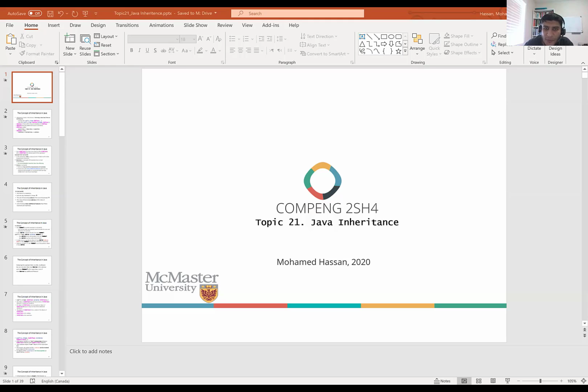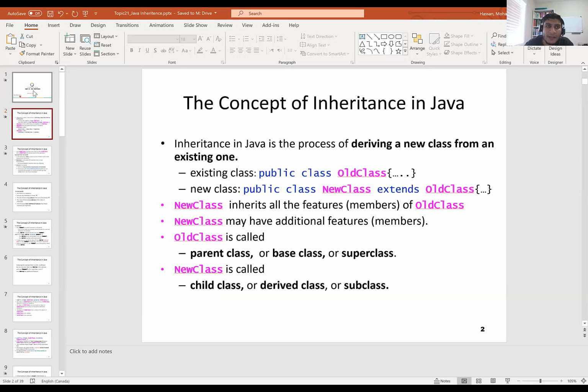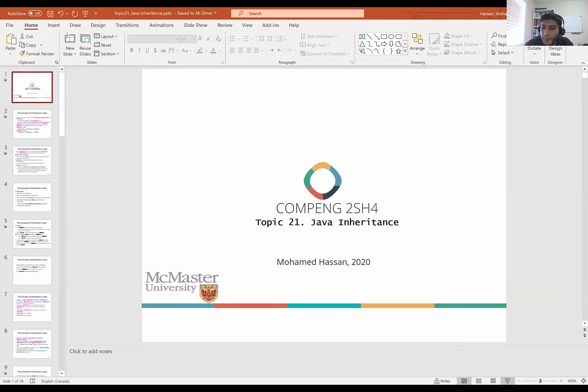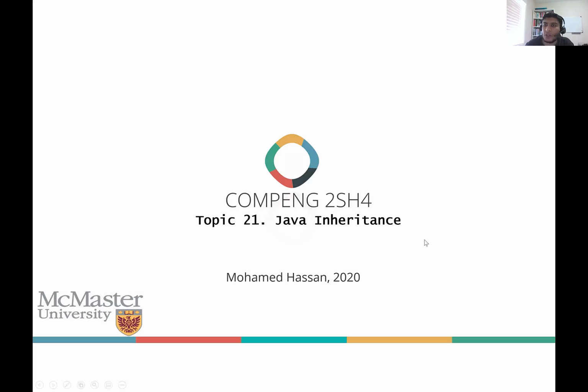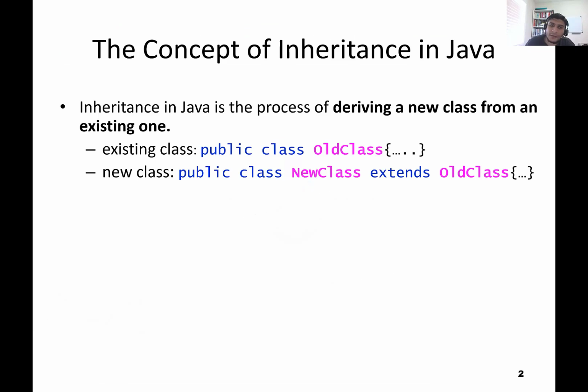I guess you should be able to see the slides. Those slides are already uploaded. Today we are discussing one of the interesting topics in object-oriented programming in general, which is inheritance. What do we mean by inheritance? Simply, inheritance in Java or in any programming language means that there is a class that takes, inherits, or extends an old class.